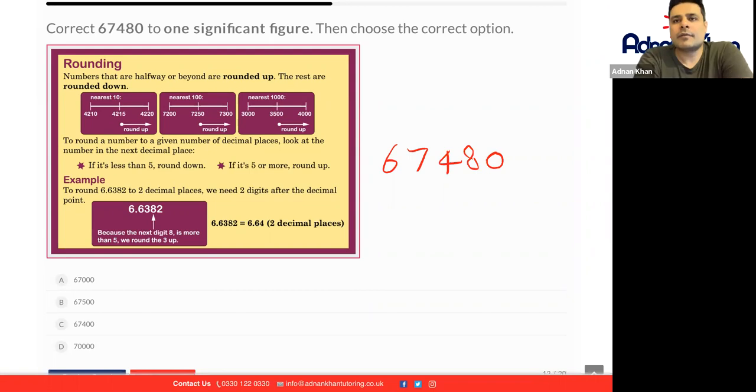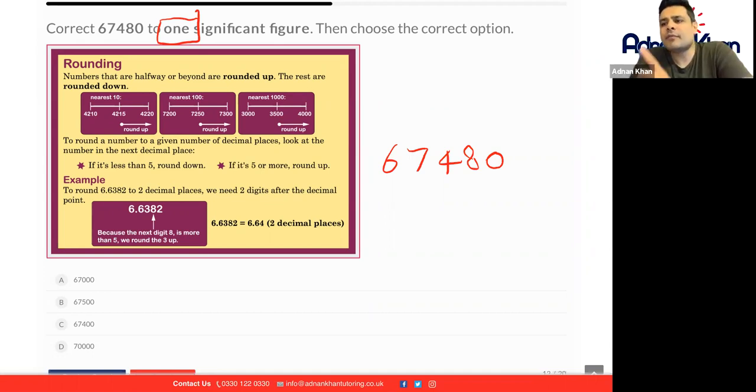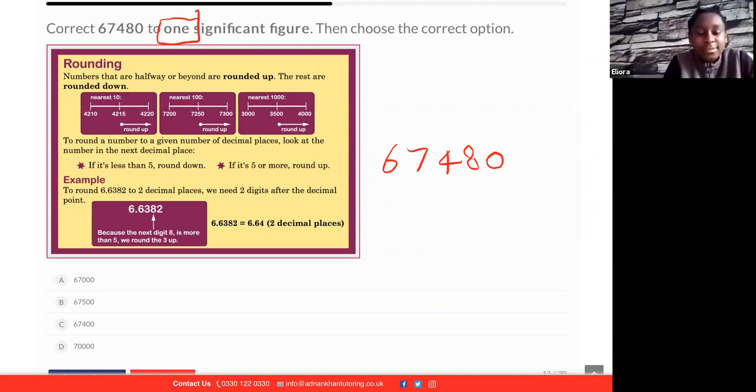To 1 significant figure. So what's the 1 significant figure there? 8. So 1 significant figure means the first number, Eliora. First number. 6. 6, exactly.